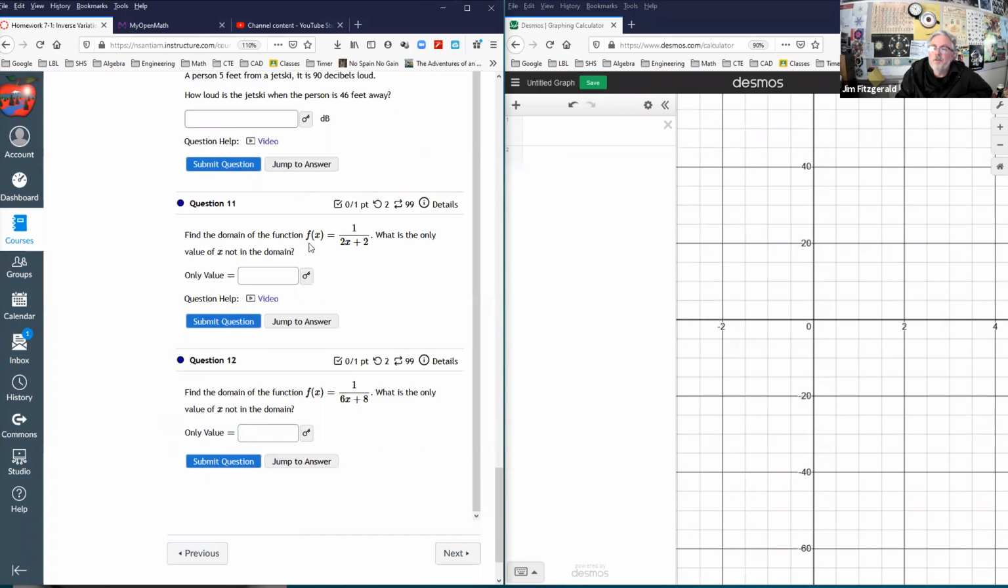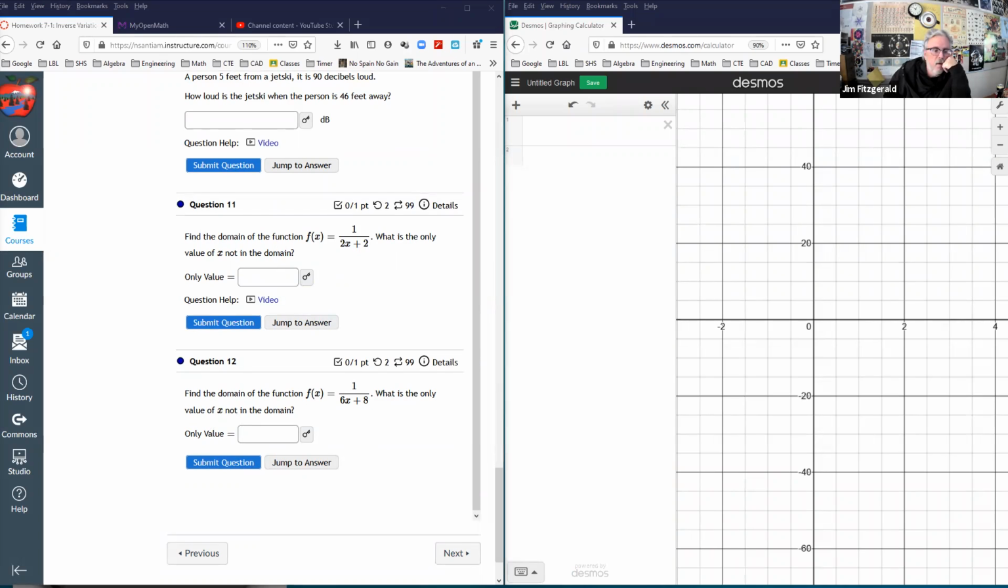And then the last two, they're just going to ask you what are the values that x can't be, right? What's a value that's not in the domain? And again, that's going to be where this denominator is equal to 0. So I know that 2x plus 2 cannot be 0. And so I would solve for that. I would find out that x can't be -1. Okay, so the only value not in the domain is where x is equal to -1.